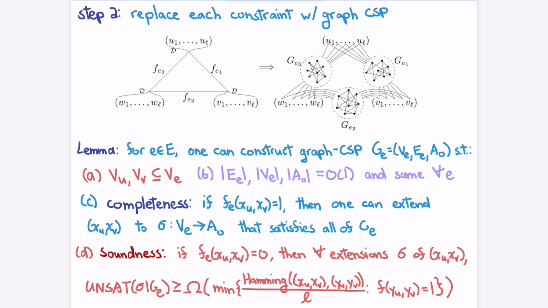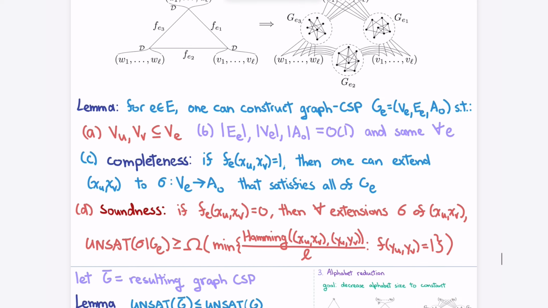On the other hand, if your formula is not satisfied by the bit strings, you can make this graph somewhat robust in the sense that any way that you extend, you assign letters to the new intermediate vertices, you'll get some error proportional to the Hamming distance from your bad bit strings to the nearest good assignment. Because there are some assignments that are good, but they're many bits away, and you'll get some unsat proportional to this. Okay, good.